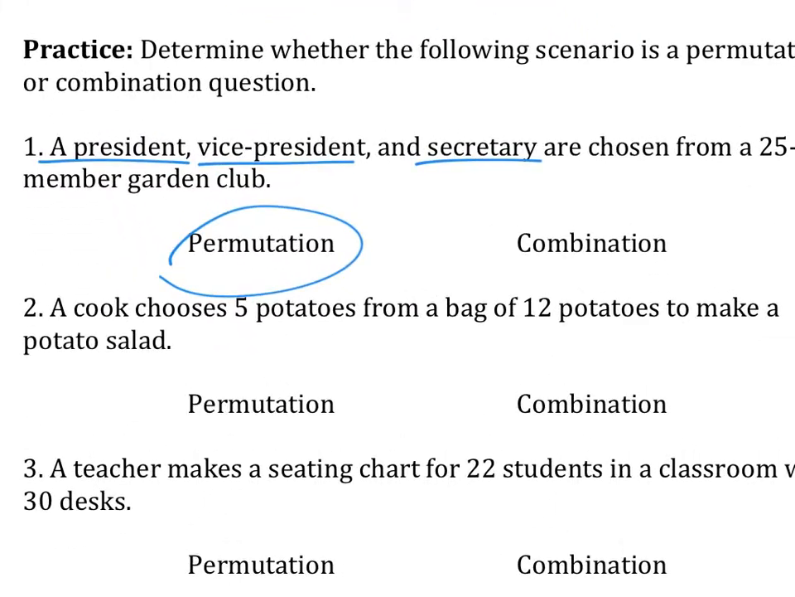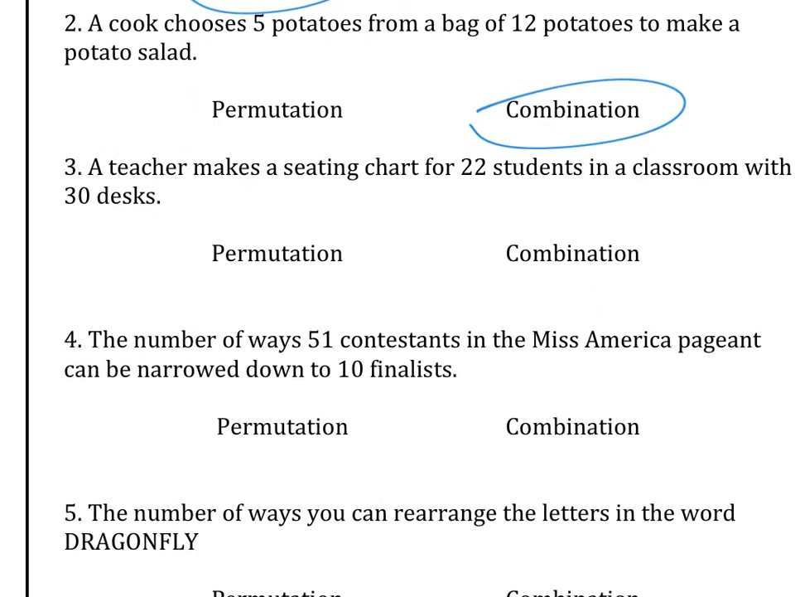A cook chooses 5 potatoes from a bag of 12 potatoes to make potato salad. How many people think it's permutation? How many people think it's combination? Okay, good. Let's have you and your partner finish 3, 4, 5. Jeffrey and George, number 3.